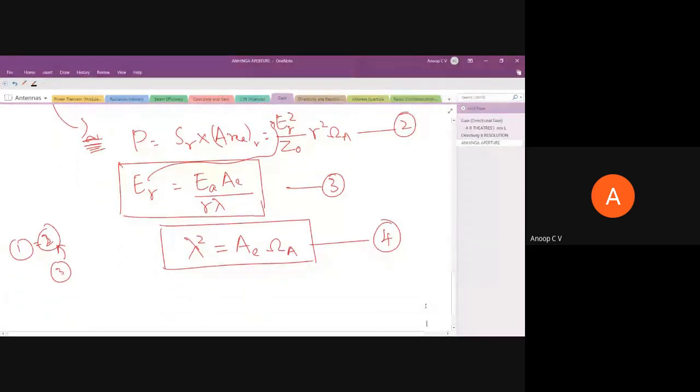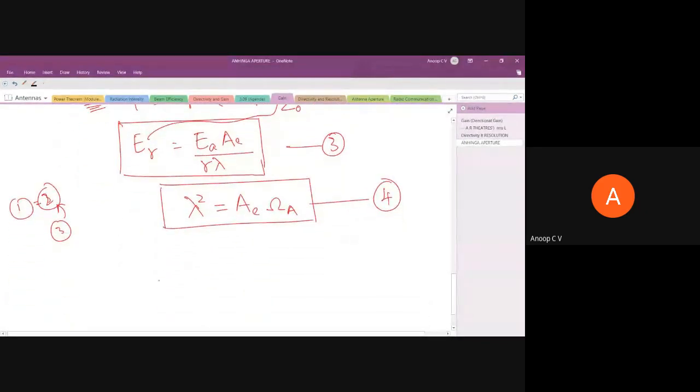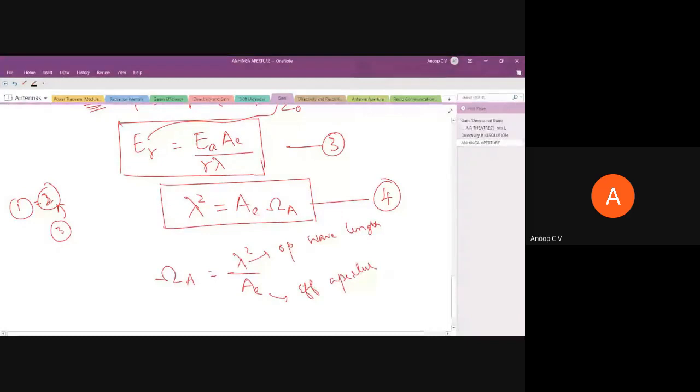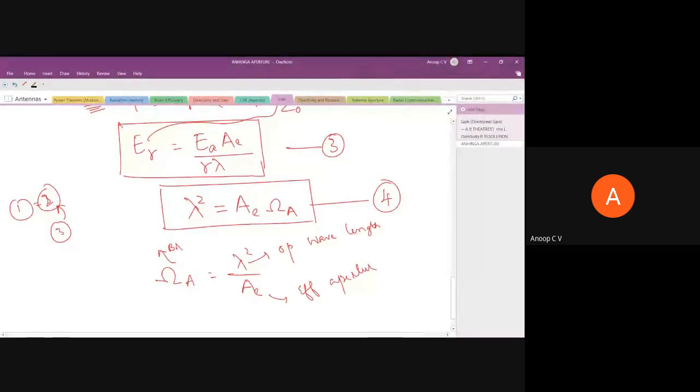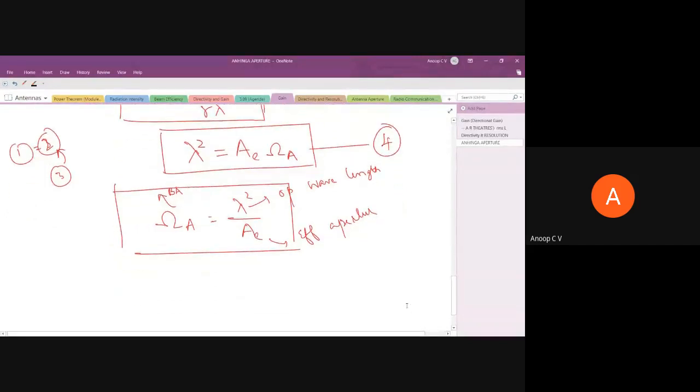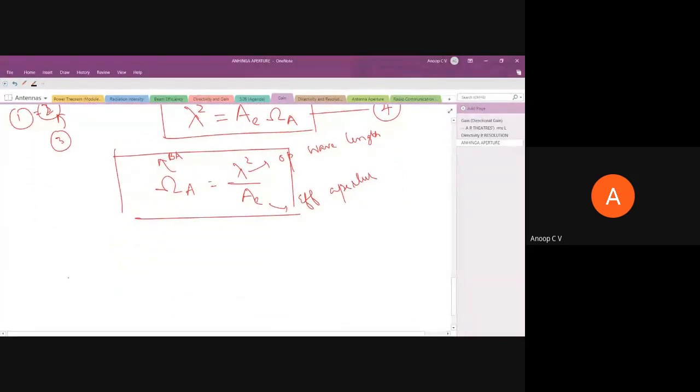Now I'll go a bit fast. Omega A is equal to lambda square by AE, where lambda is the operating wavelength and AE is the effective aperture. So this is how effective aperture is related with beam area, or beam solid angle of an antenna. Omega A is equal to lambda square by AE.